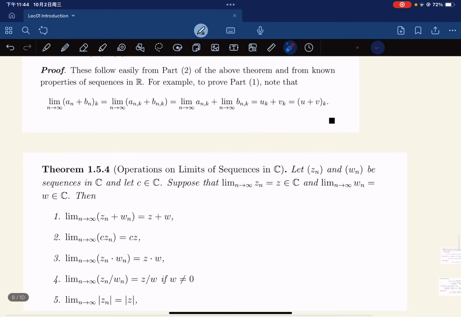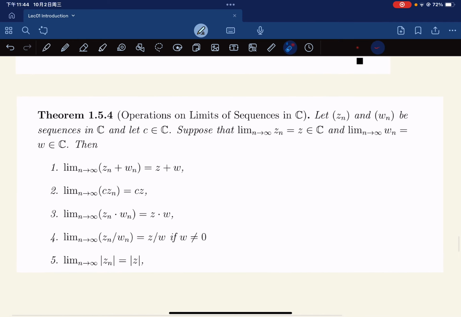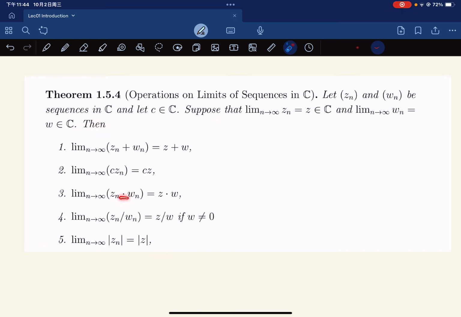And what we focus on is the operations of limits of sequences in the complex field. So if z_n converges to z and w_n converges to w, then we have those. And this product is the product of complex numbers, and this is the division of complex numbers, and this is the absolute value of complex numbers.